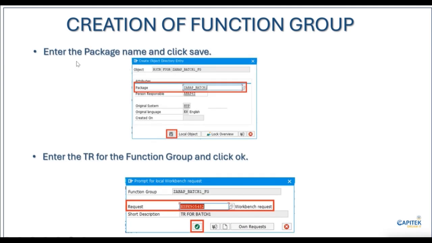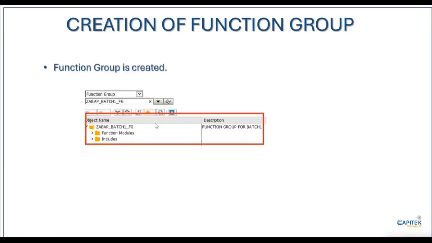Next, it will ask you for the package, as you have to store this in a transport request, because you have to transport this also to the next environment. Provide the package details and save it. Then immediately it will ask you for the transport request number. Provide the transport request number. This is how your function group looks once it is created.